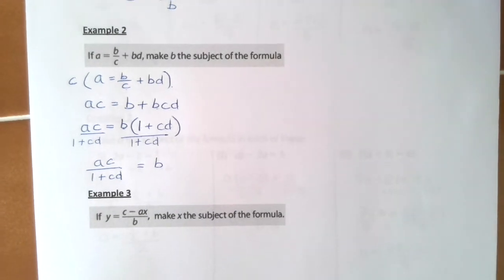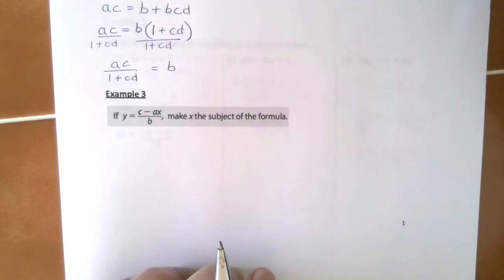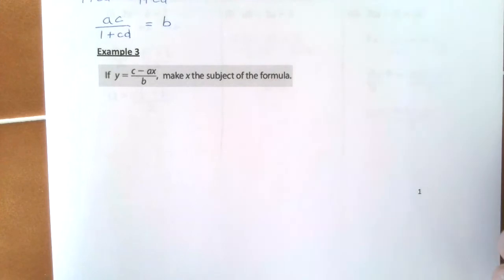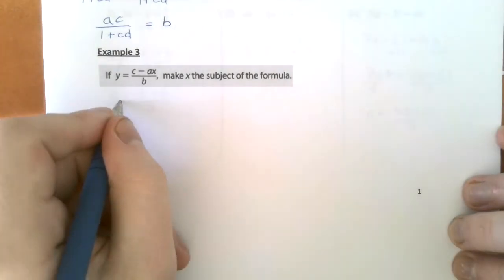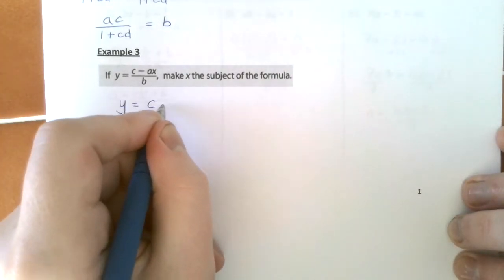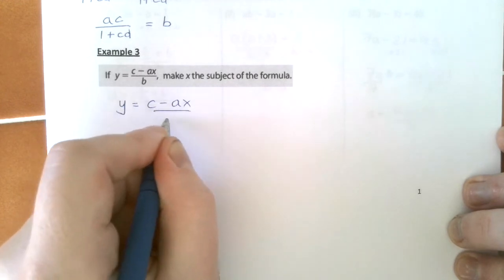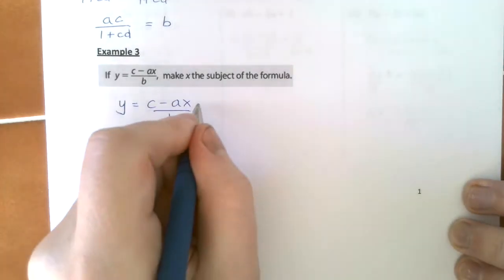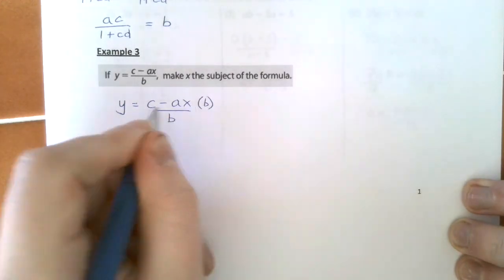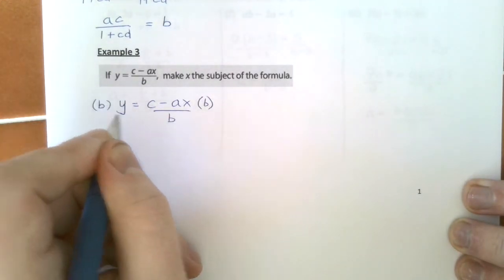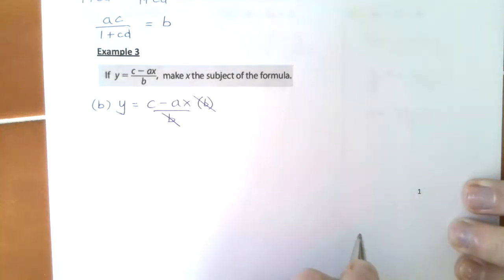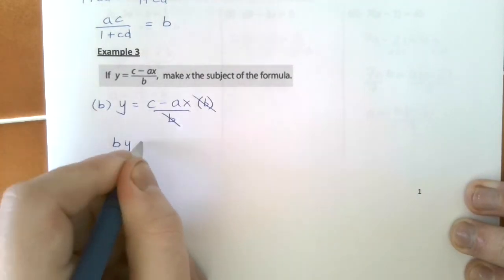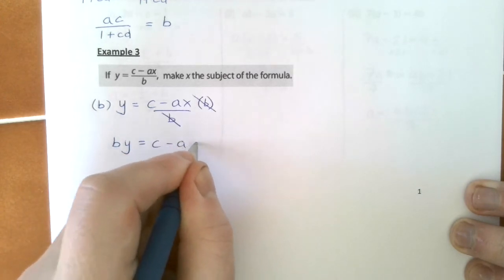Moving on to example 3. So example 3, we have to try to make x the subject of the formula. So rewriting the formula first of all, this is divided by b. The only way I can get rid of it is if I multiply by b. If I multiply by b on the right, I also need to multiply by b on the left. And anything divided by itself is 1. b times y is by. Then we're left with c minus ax.